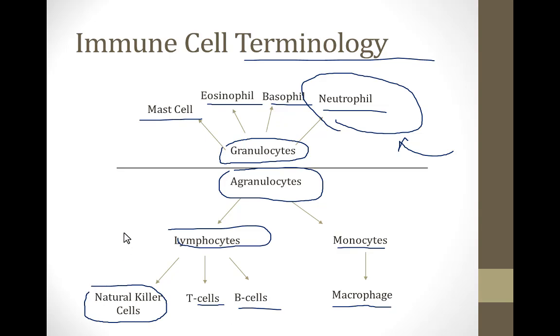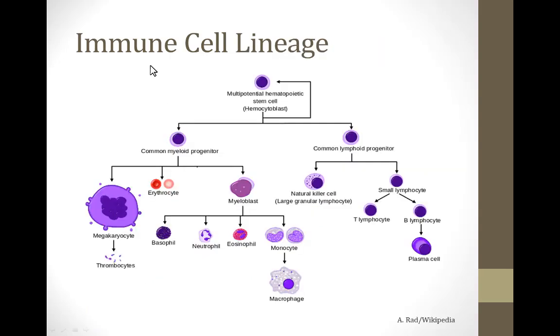And just remember, the natural killer cells are very unusual in that they are lymphocytes, but they are members of the innate immune system. Finally, let me describe the lineage of immune cells, or the way they develop from stem cells in the bone marrow. So a multipotential stem cell can differentiate into a lymphoid progenitor or a myeloid progenitor. The lymphoid progenitors can become natural killer cells or can become T cells or B cells.